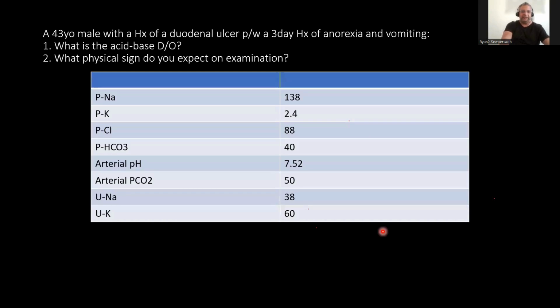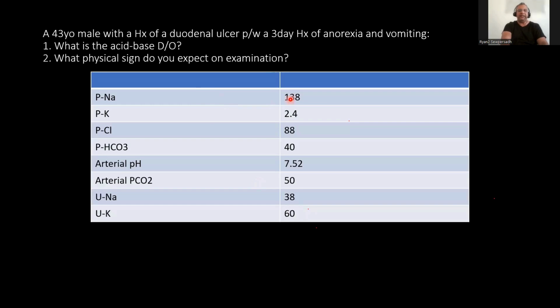Okay, a 43-year-old male with a history of duodenal ulcer presents with a 3-day history of anorexia and vomiting. If you look closely at the gas, and by the way, this evening on the CCP, we're covering a session on blood gas analysis, so feel free to join us there. It's a free initiative. I've got a couple of case studies, and we're going to look at some more complicated mixed acid-base disturbances. It's a nice one to attend.